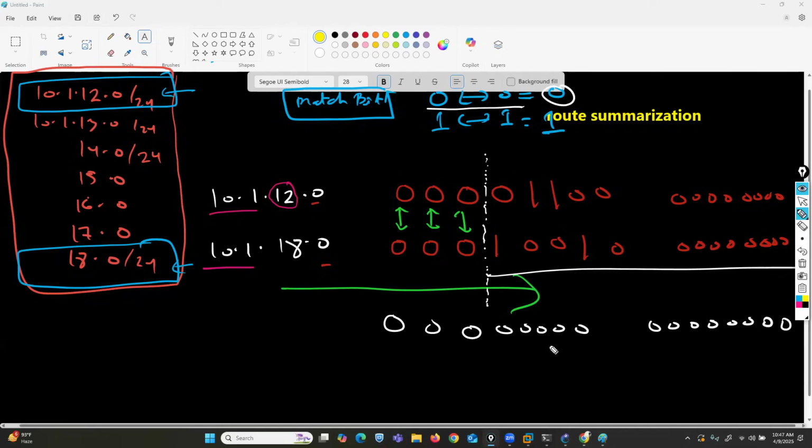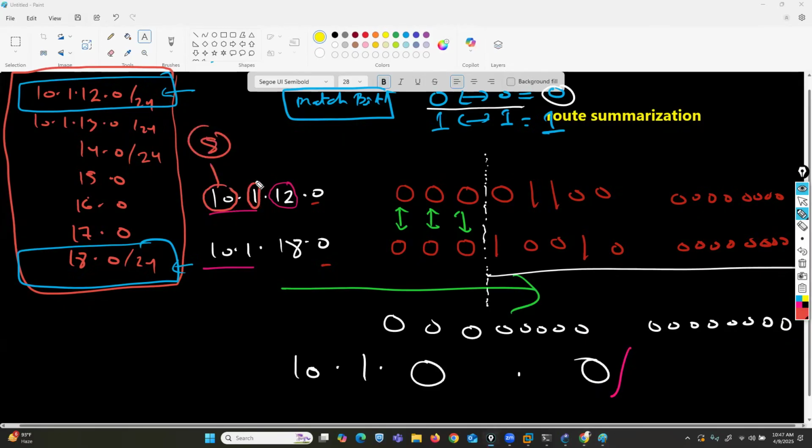Now you can change this binary octet into decimal. So we have 10.1.0.0. This is the summary address. And what is the slash value? You can see this is an 8-bit value.